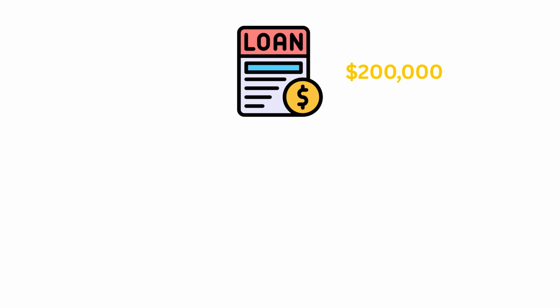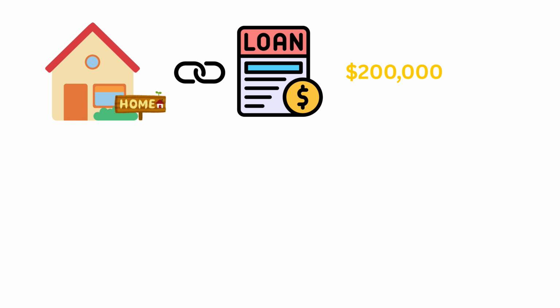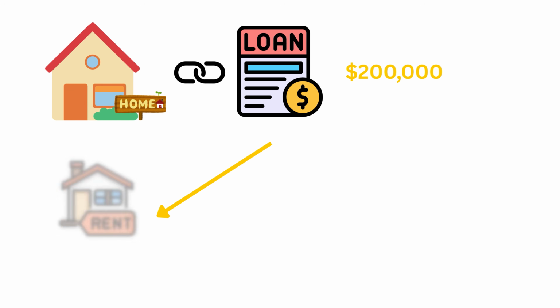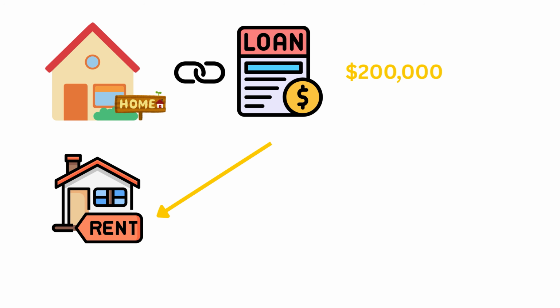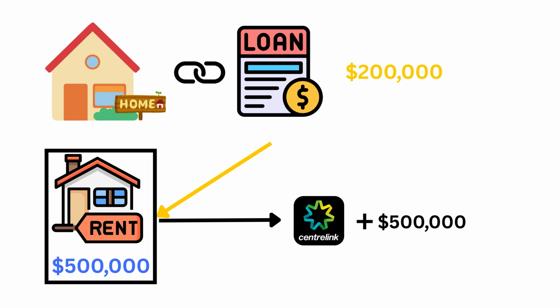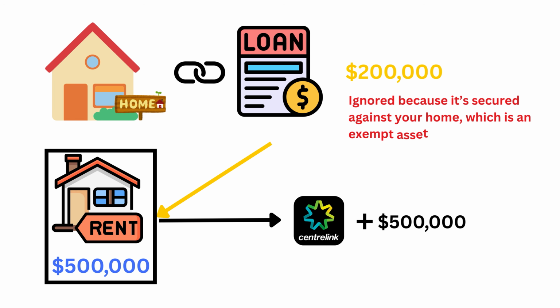For example, if you took out a $200,000 loan secured against the equity in your home to purchase an investment property with a current market value of $500,000, Centrelink will still count the full $500,000 for your investment property in the assets test. The loan is ignored because it's secured against your home, which is an exempt asset.